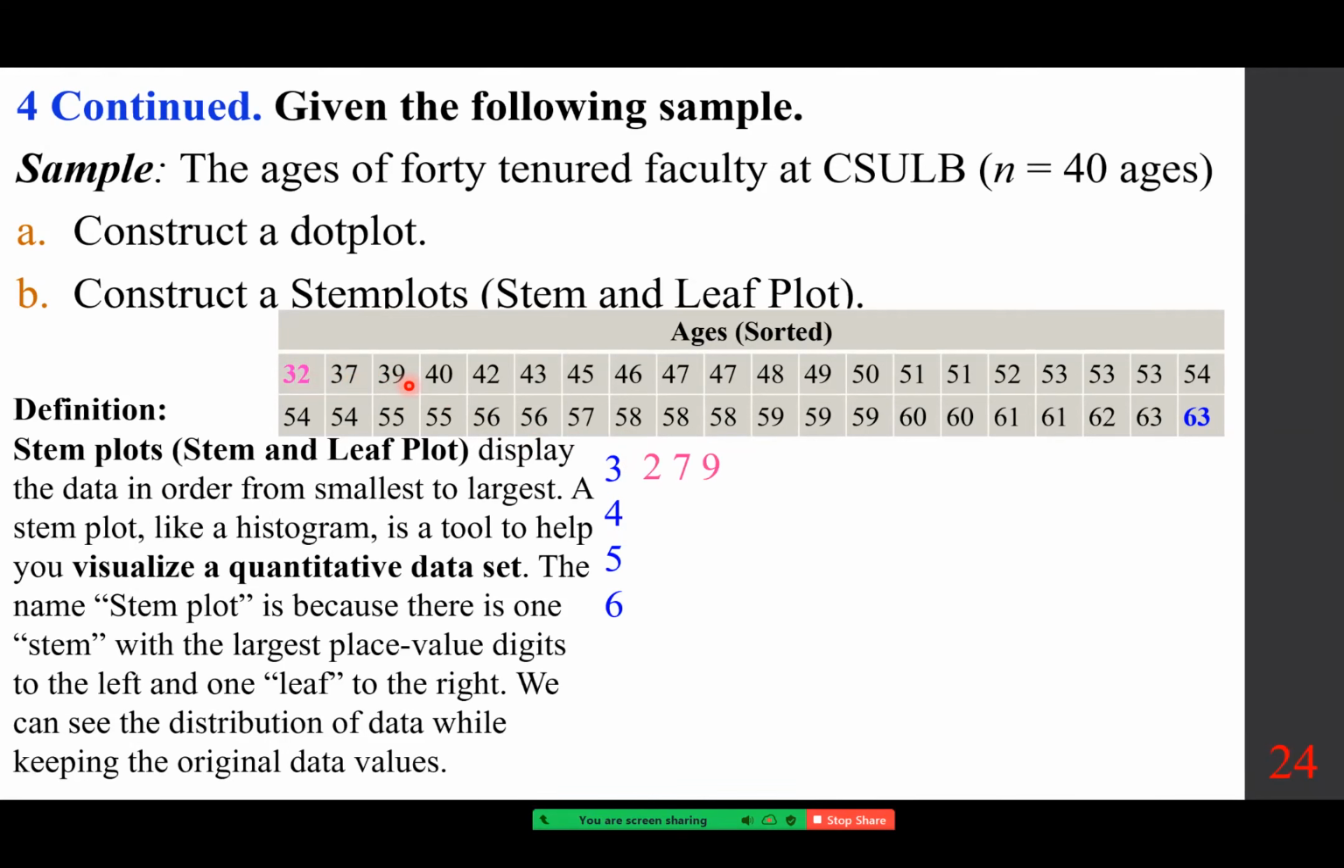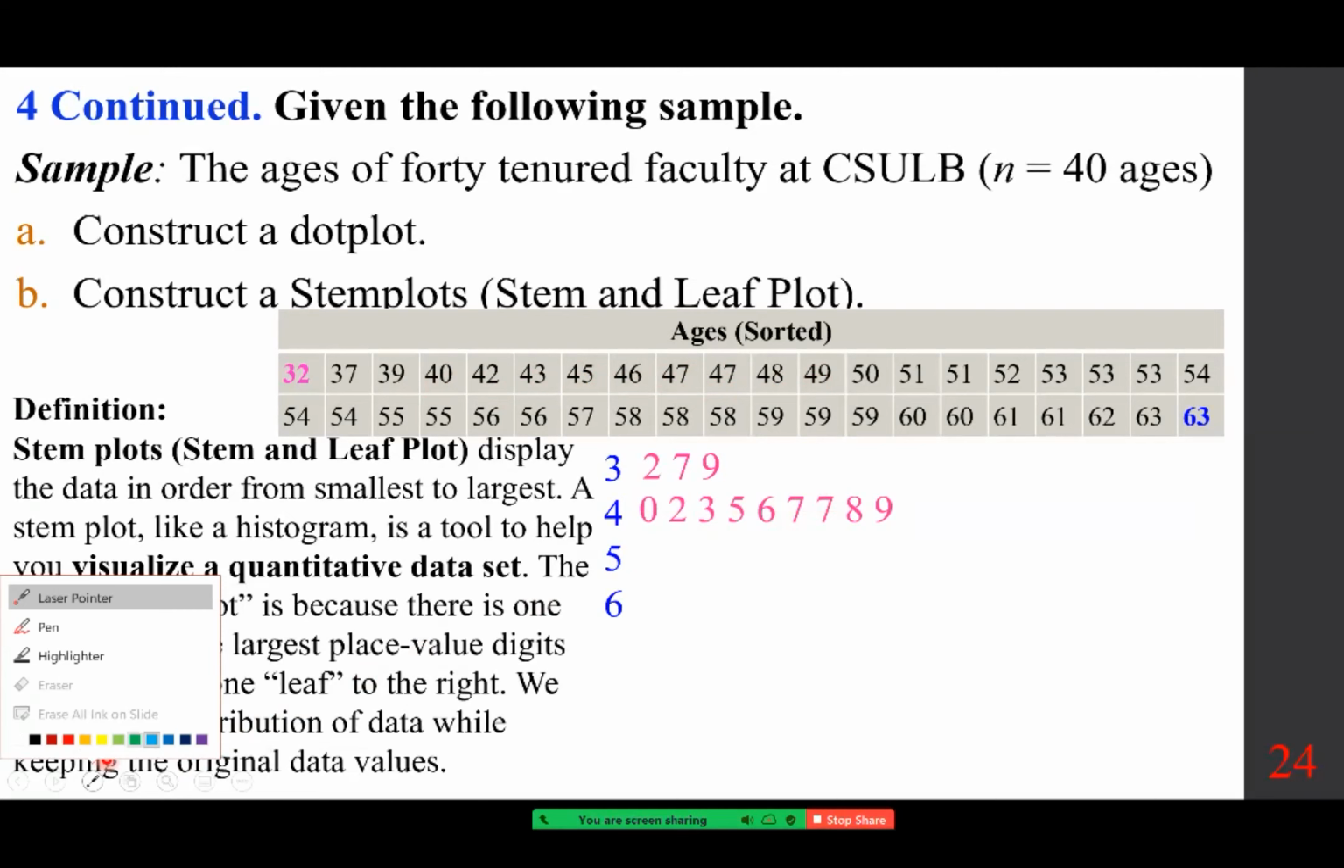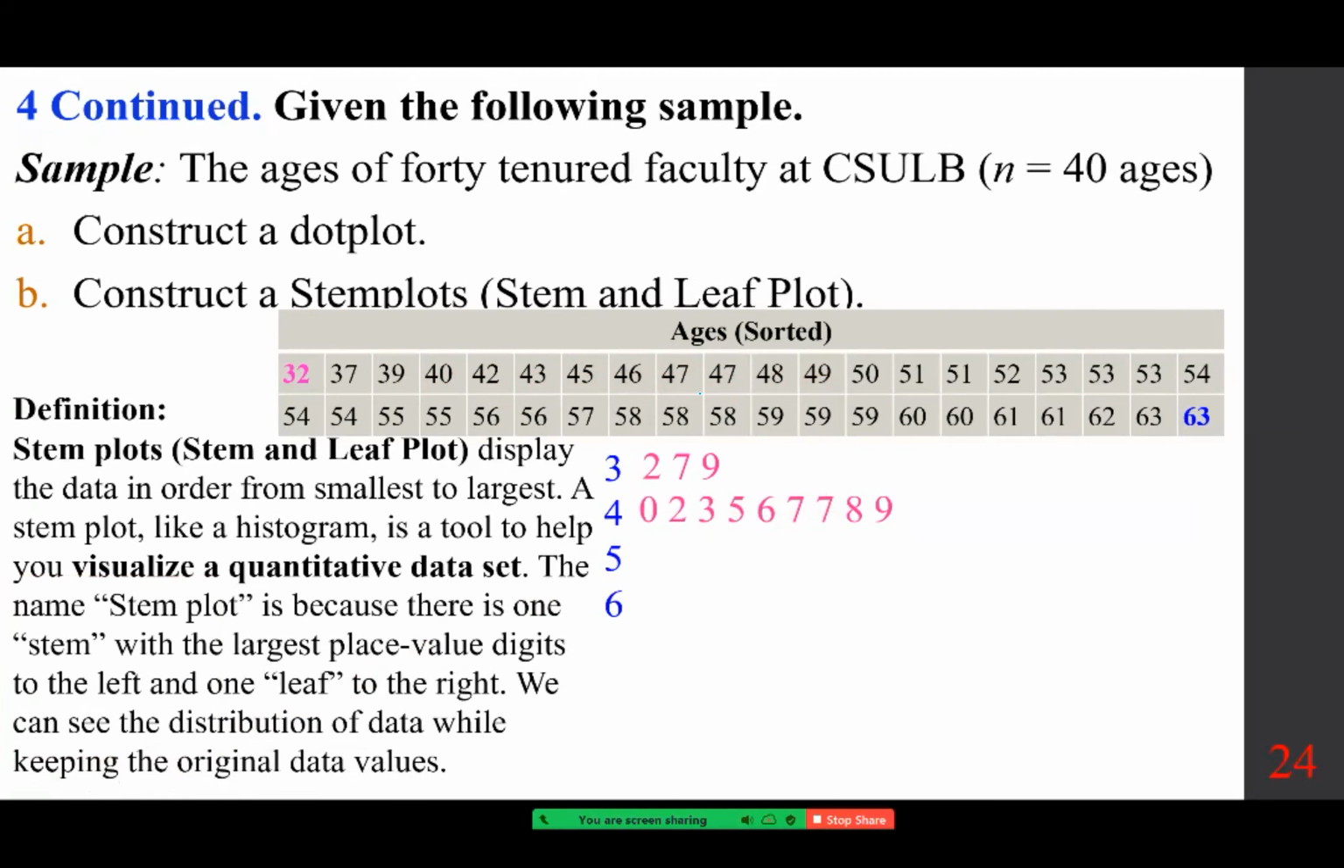Then when we go to 4, we put 0, 2, 3, 5, 6, 7. There are 2 of them, so we have to write 7 and 7. And then 8, 9. So take a look. It is extremely important to repeat what you have. So I want to show you. There are 2 of those. You must write both of them.